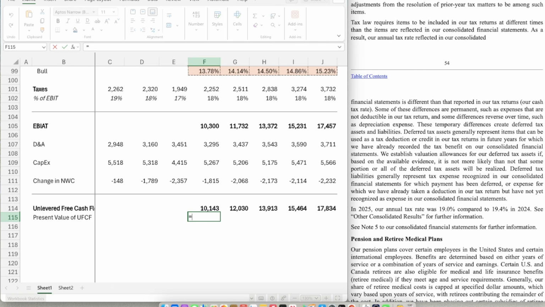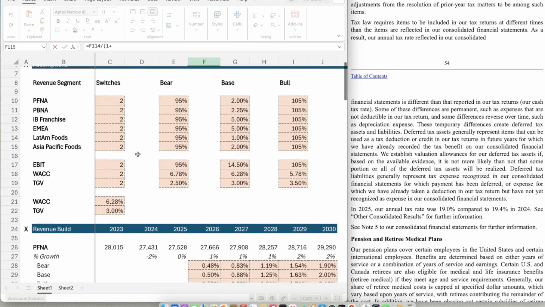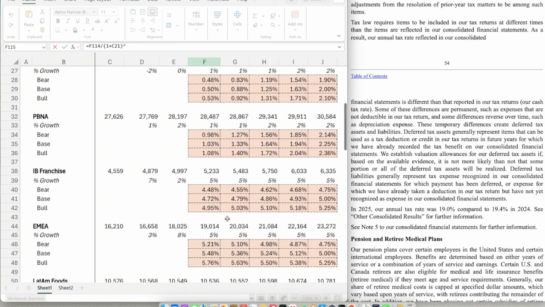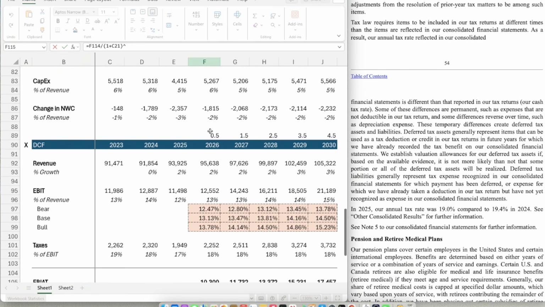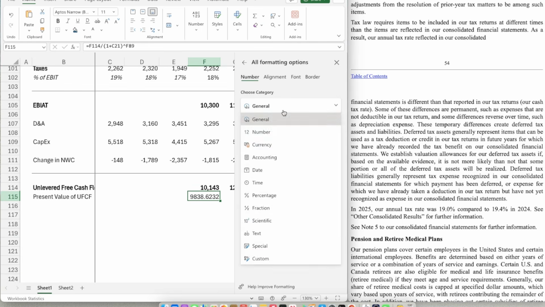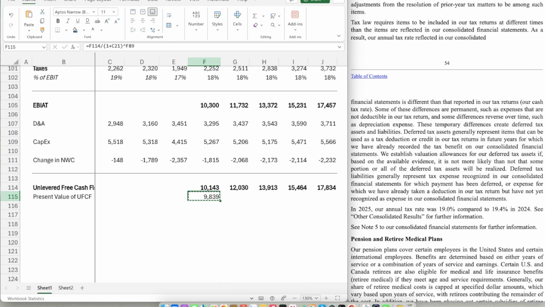So you work out the present value of unlevered free cash flow now. We take our unlevered free cash flow, divide by 1 plus the WACC, close brackets, to the power of the mid-year convention that we put here. Oops, sorry, I forgot to lock the WACC in. There we go, that's better.